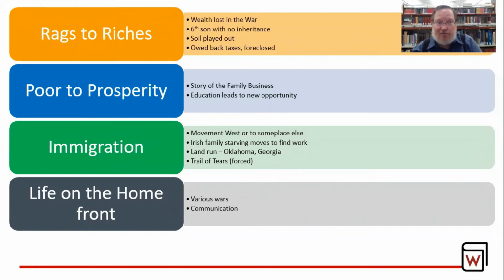Here are some other plot themes: rags to riches, wealth lost in the war, sick son with no inheritance. Or the soil played out for farmers. They owed back taxes and they were foreclosed on, poor to prosperity. Story of family business. Education leads to new opportunities. Immigration is a good plot. Movement west or to someplace else. The Irish family starving moves to find work. The land runs from Oklahoma and Georgia. The Trail of Tears, a forced immigration. And life on the home front, the various wars, the Indian wars on the home front, the conflict on the frontier, the communication issues that you find in the life on the home front.